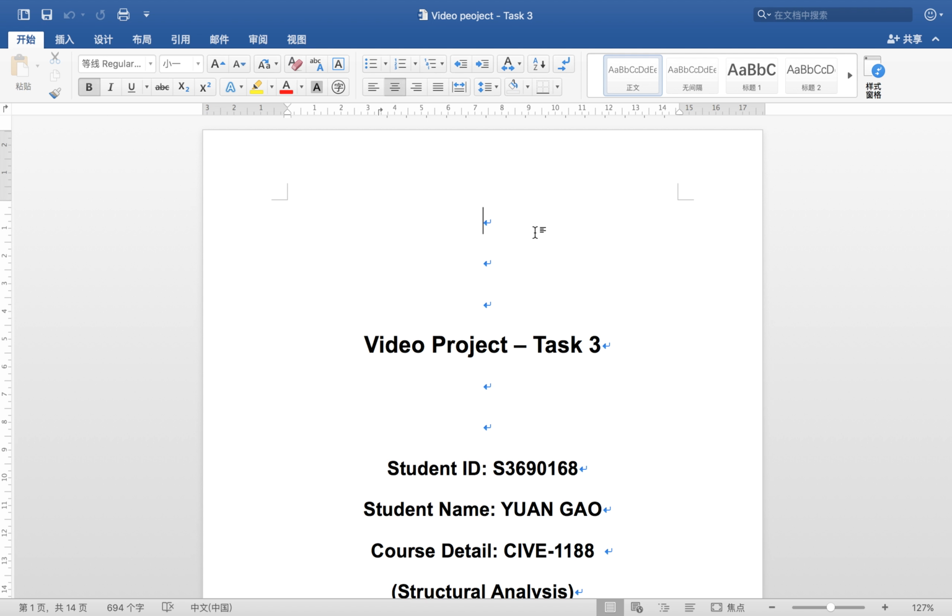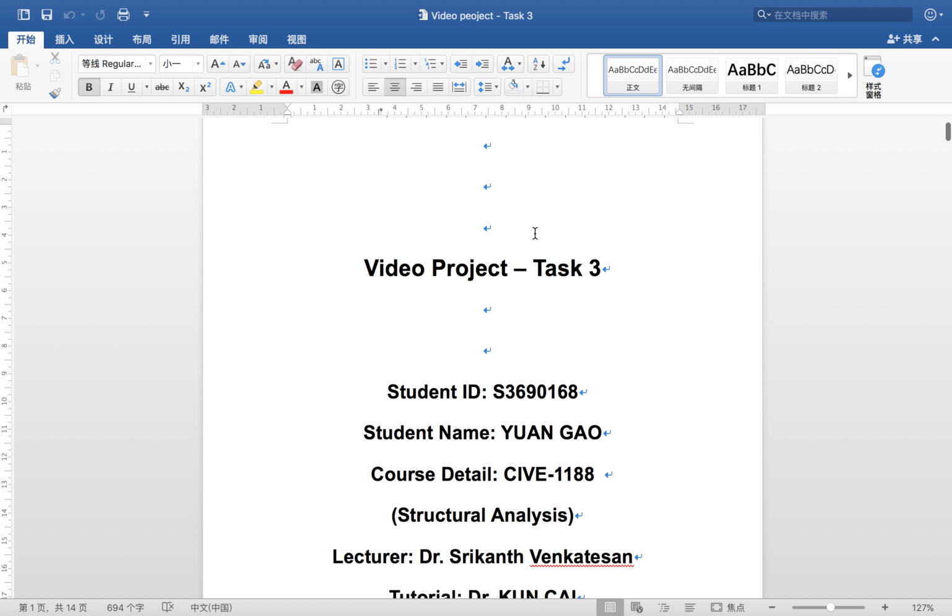Today I'm going to talk about the video project task 3. Before task 3, I wrote up task 1 and task 2. In task 1, I chose a steel bridge near Flinders Street and measured the length, width and thickness. In task 2, I gave some analysis of this bridge. I drew the shear force diagram and bending moment diagram and some force analysis about this bridge.